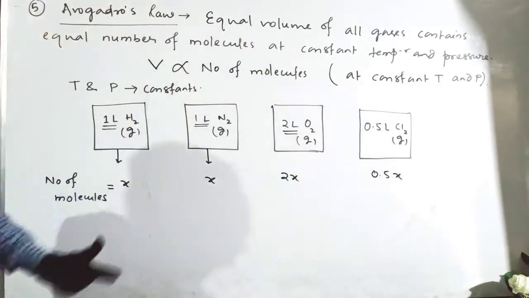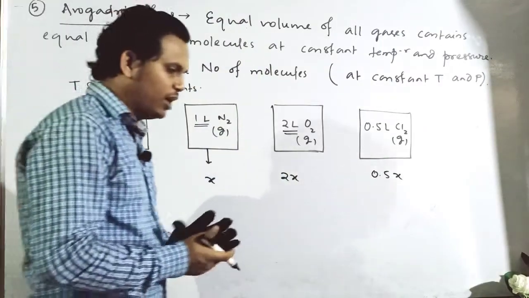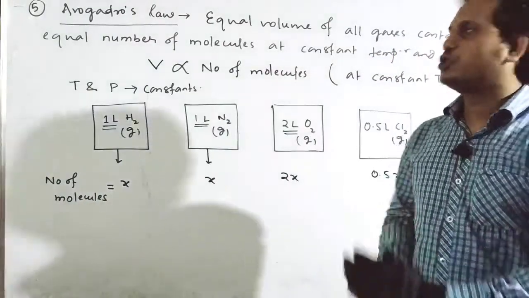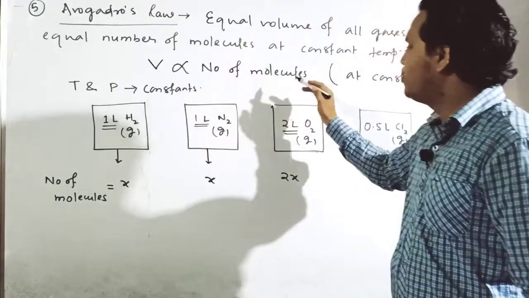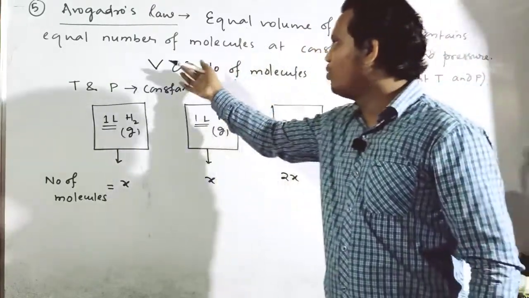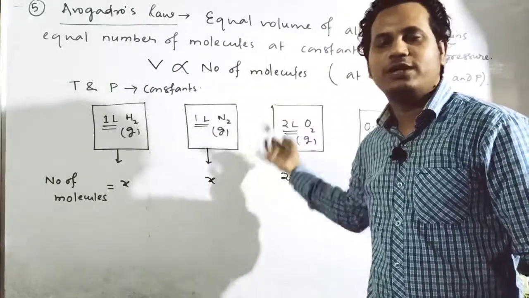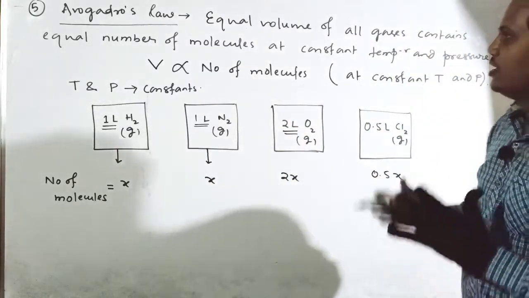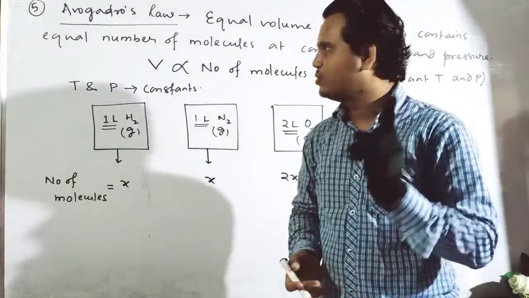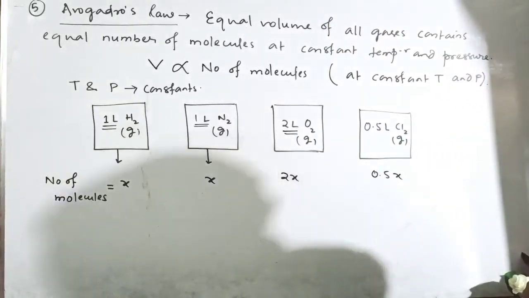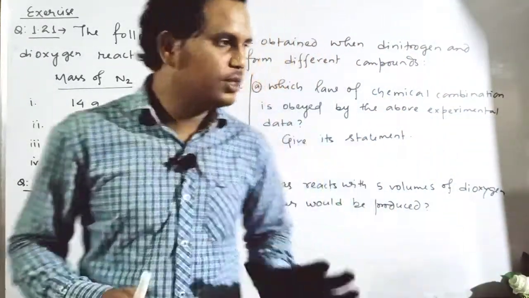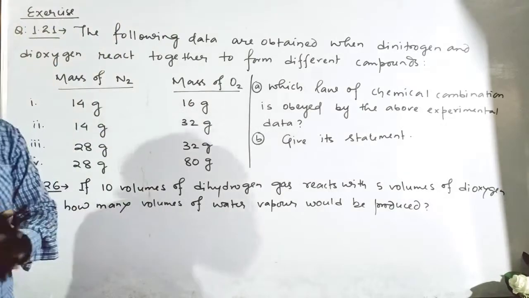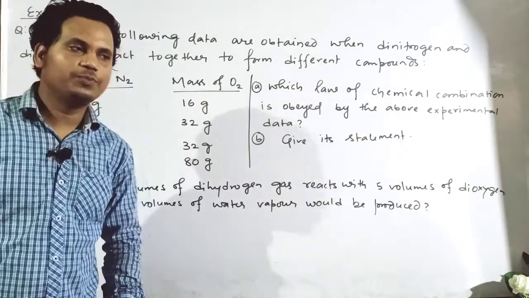So this is Avogadro's law. Volume is directly proportional to number of molecules. Volume increases, number of molecules also increases. Volume decreases, number of molecules also decreases. Now we will solve 2 questions. So let us take 2 questions from the laws which we have studied now.